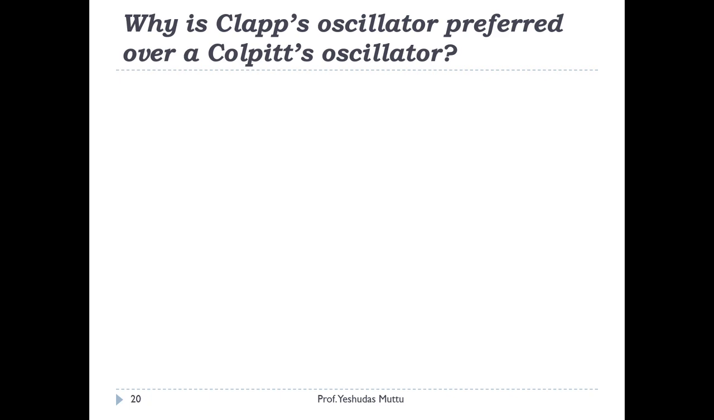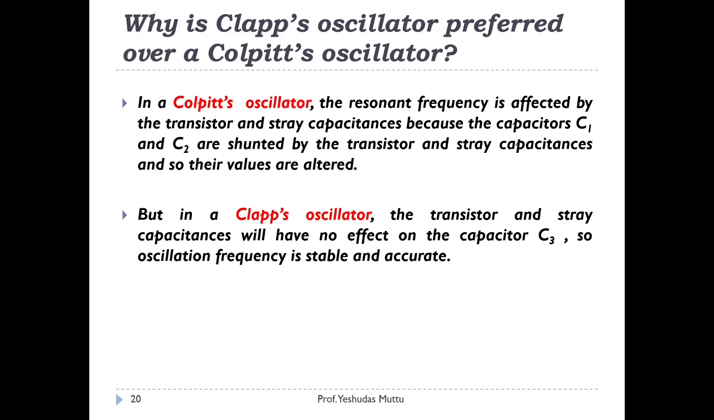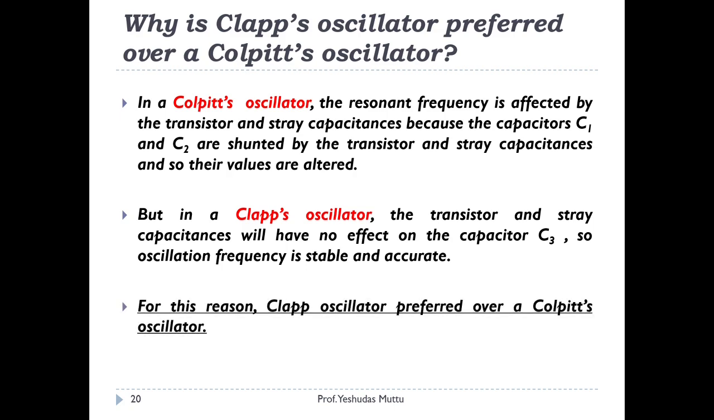Fine. So why is Clapp's oscillator preferred over Colpitt's oscillator? The reason being that you have C1 and C2 which are being gang tuned, as I had told you all, and which are affected by stray capacitances wherein the frequency of oscillations in Colpitt's oscillator varies. It suddenly changes, which I don't want to happen. But in Clapp's oscillator, C1 and C2 are kept constant, but C3 is varied, which doesn't have any effect on stray capacitances of the transistor. So the oscillation frequency is stable and accurate, and that is the reason we prefer Clapp's oscillator over Colpitt's oscillator. Fine.